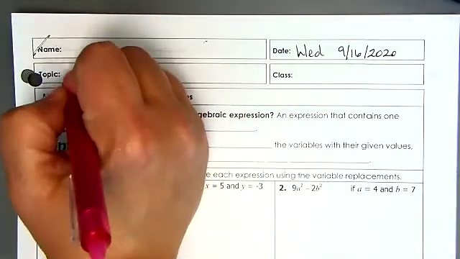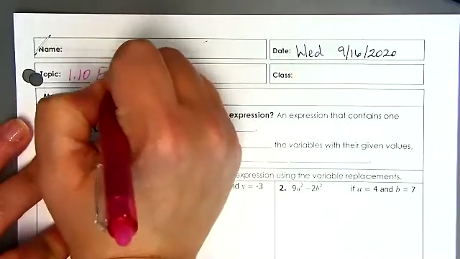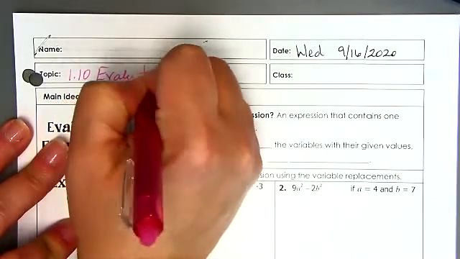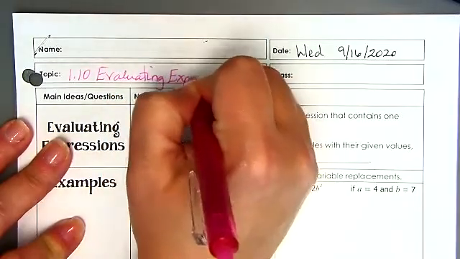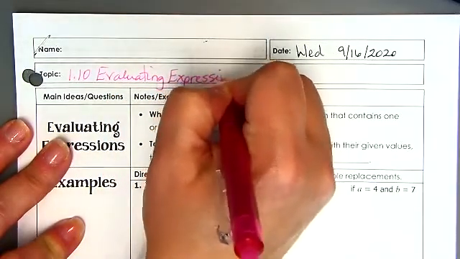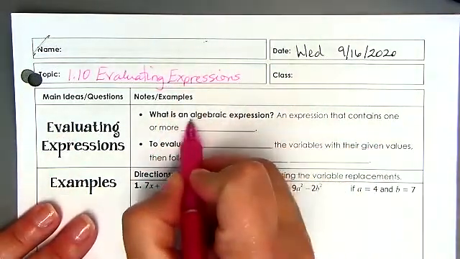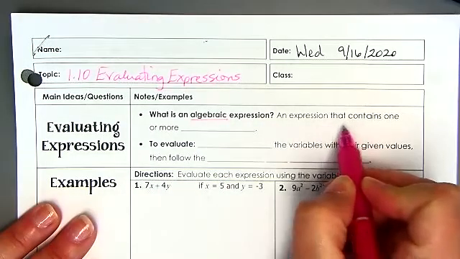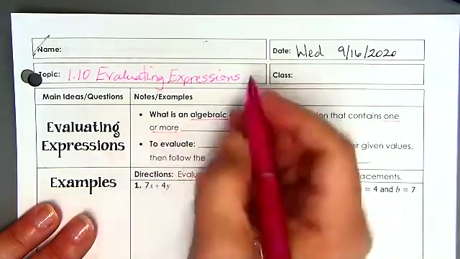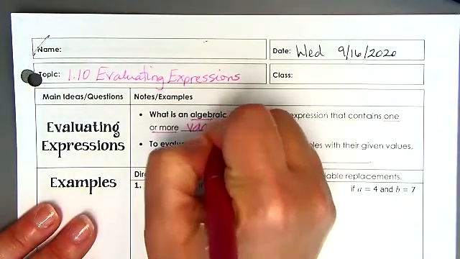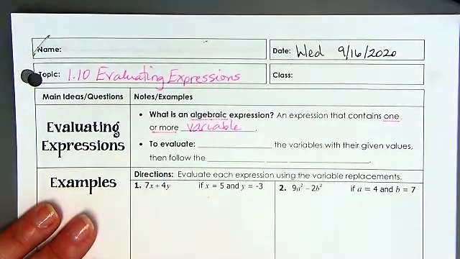So this is 1.10, evaluating expressions. All right, so what is an algebraic expression? It's an expression that contains one or more variables. That's kind of what makes algebra algebra, is when we pull in the letters.